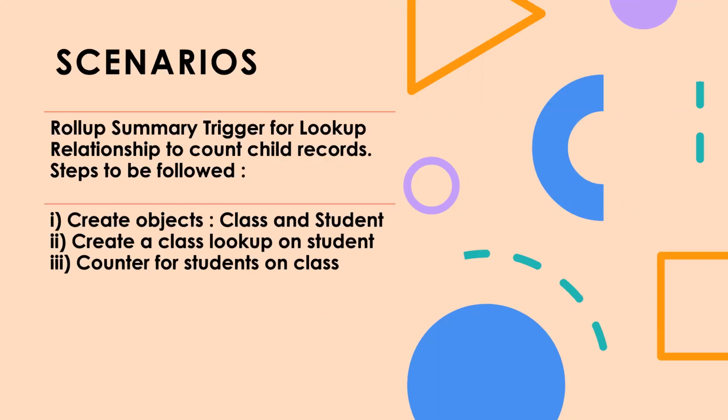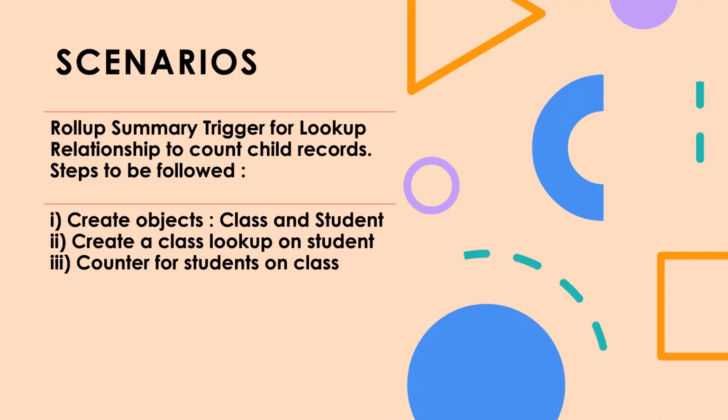So let's say any two objects in Salesforce are related to each other via parent-child relationship, and let's say you want to show the count of child records on the parent record, or you want to find out the minimum or maximum of a field from the child record and show it on the parent record, then you can create a roll up summary field on the parent object.